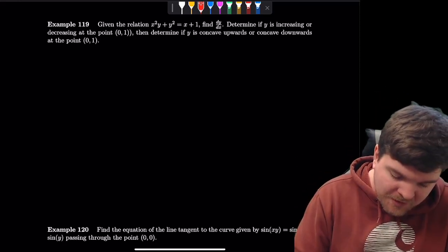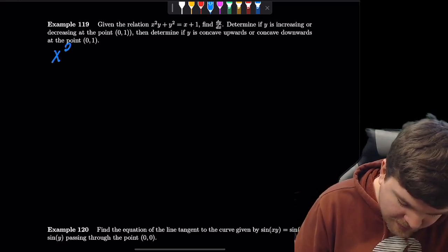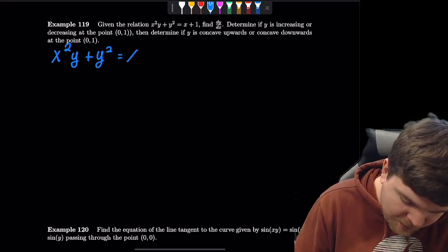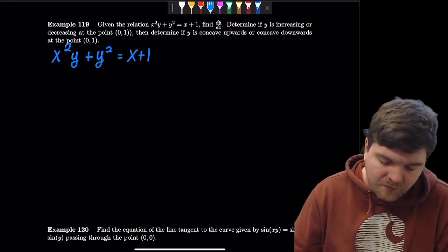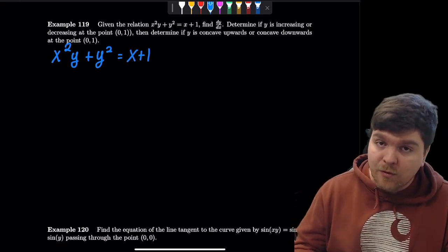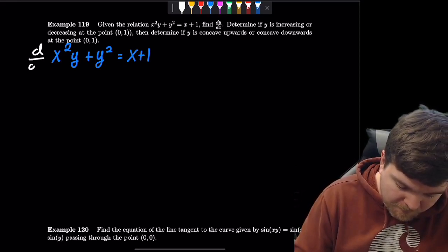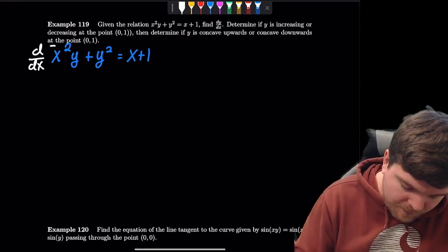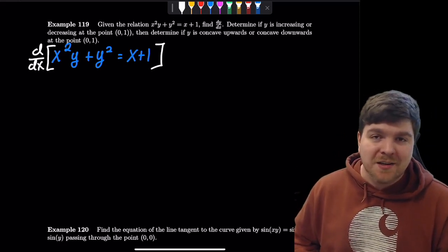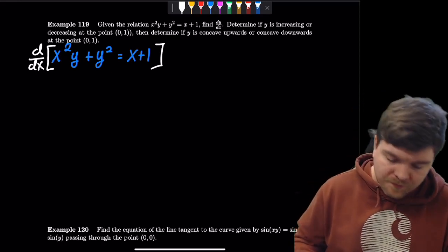So what this means is we want to start off with our original equation, which in this case was x squared times y plus y squared equals x plus 1. Now, because we want to find dy/dx, we want to perform the derivative operator to both sides of this equation. I'll use slightly poor notation here, but I'm saying I want to take the derivative of this whole equation.